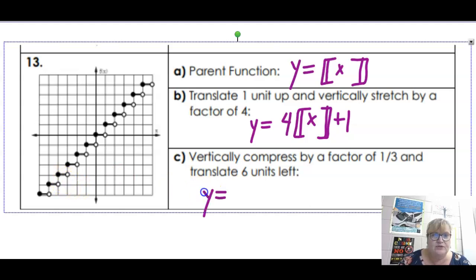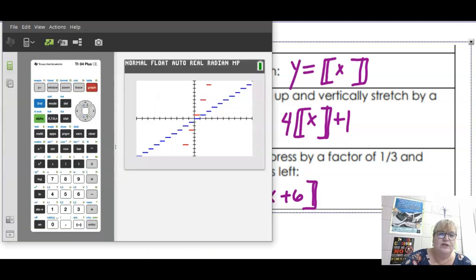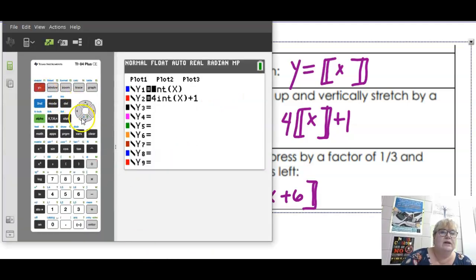Again, going back to the very first function. So that would be this guy. And left 6 units would be opposite because it's inside, so it would be plus 6. That's my take on that one. So let's try that. I think the 1/3 is going to put them real close together. Again, you don't have to be doing these on the calculator. You just have to write the equation. I'm just doing them because I like to show you what it would look like.